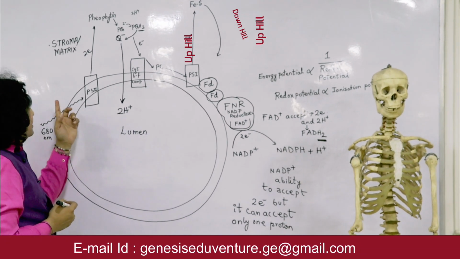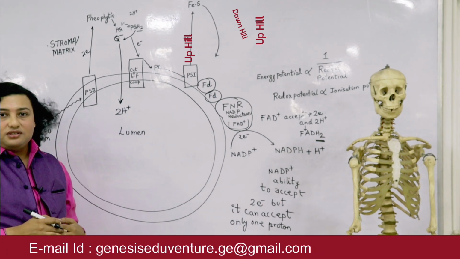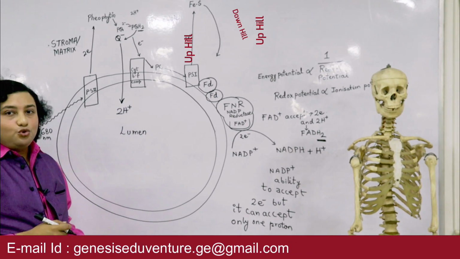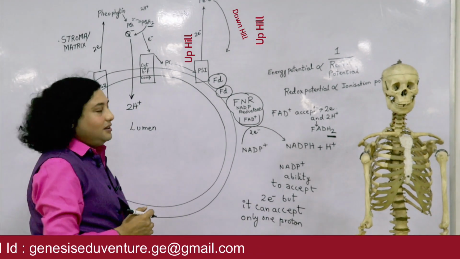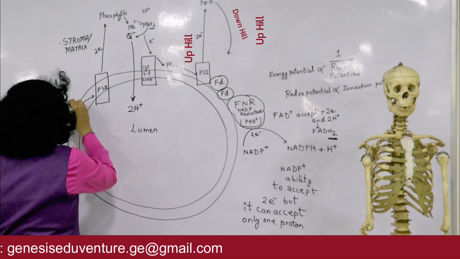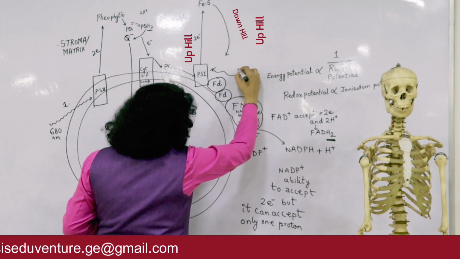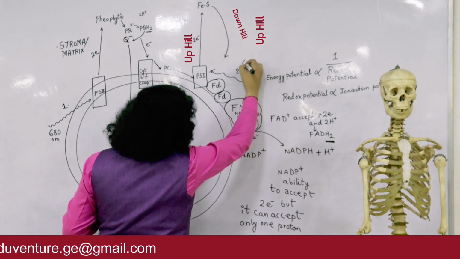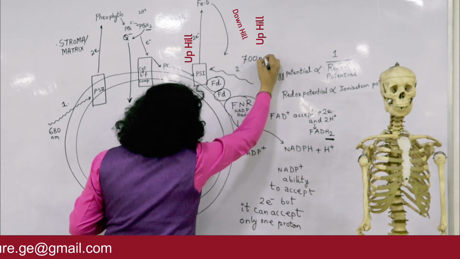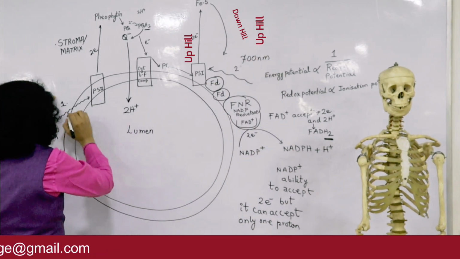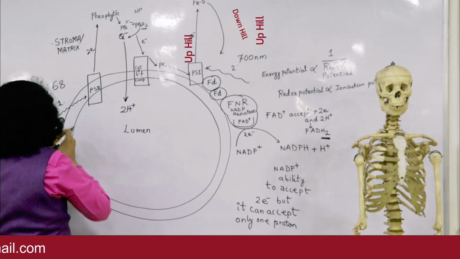Now can you tell me, to allow 1 electron flow from PS2 to PS1, how many photons are involved? There is involvement of 2 photons. That means PS2 and PS1 have to be activated simultaneously. So this is one photon, and this is another photon which is going to activate PS1, a photon of say 700 nanometer light. And this is the first photon which is going to activate PS2, 680 nanometer. Already I have written it down.